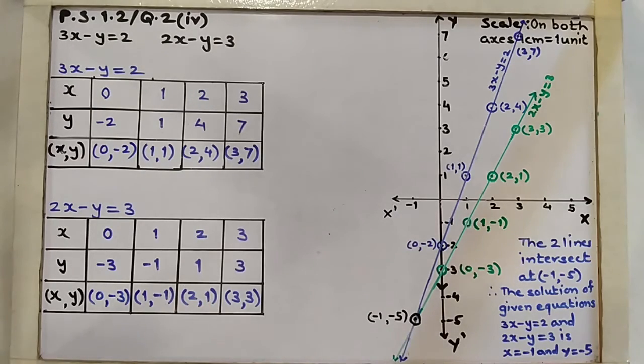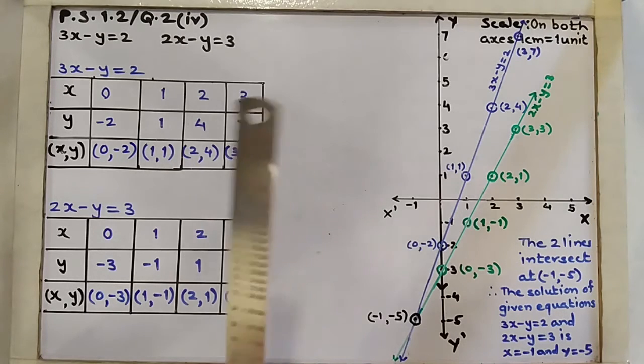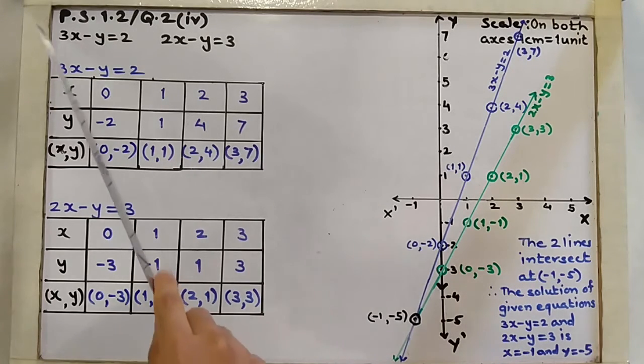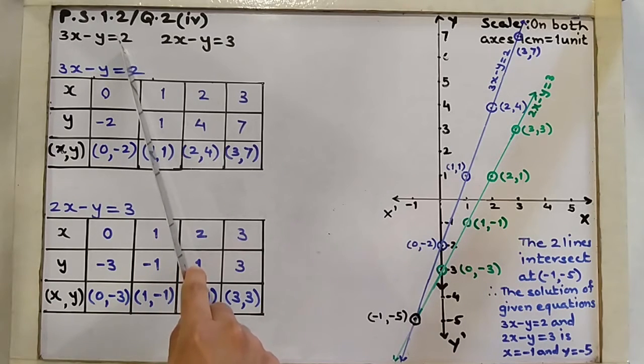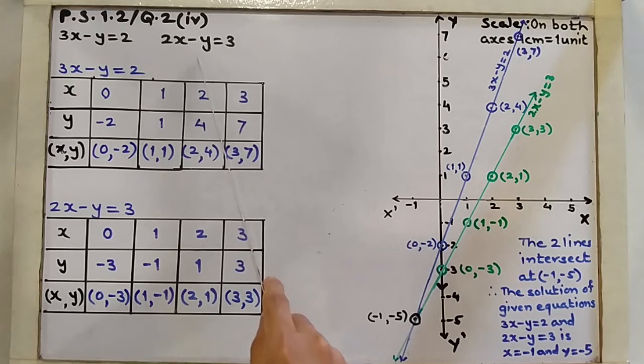Practice set 1.2, question number 2, fourth sum. Solve the simultaneous equations by graphical method. Now in this sum we have two equations. The first equation is 3x minus y equal to 2 and the second one is 2x minus y equal to 3. We have to solve these equations by graphical method. To solve equation by graphical method, we have to draw graph of these two equations on the same graph paper. As they are linear equations in two variables, the graph of these equations will represent a straight line.